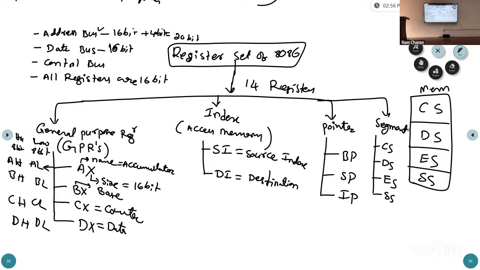Data segment, code segment, stack segment, and extra segment. Right? The four segment registers, and each segment size is 64 kilobytes. Write down: each segment size is 64 kilobytes. That is, the code segment is 64 kilobytes, data segment is 64 kilobytes, extra segment is 64 kilobytes, and stack segment also 64 kilobytes.